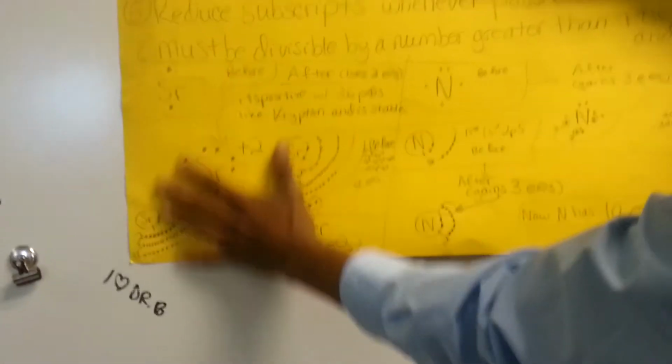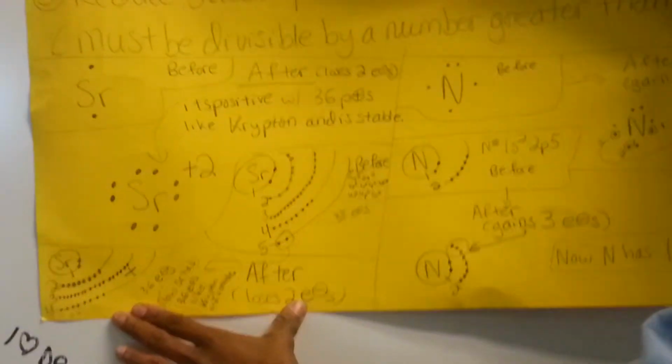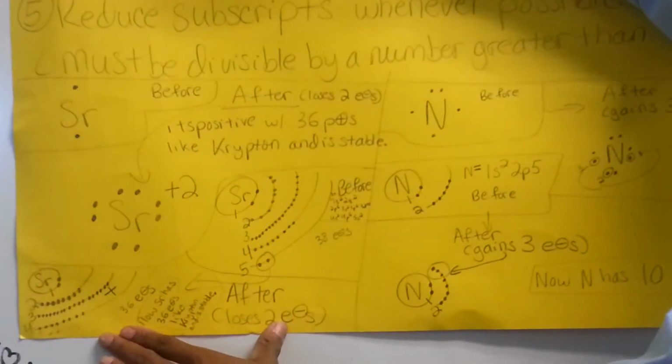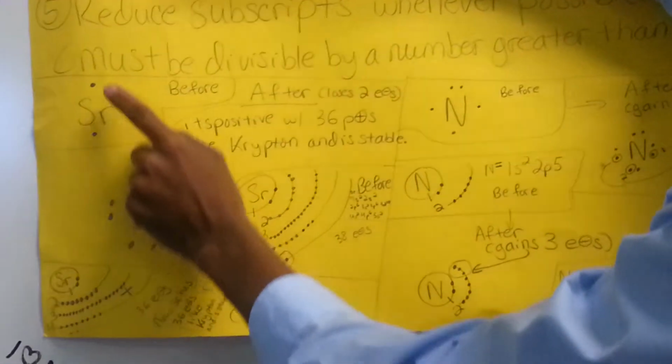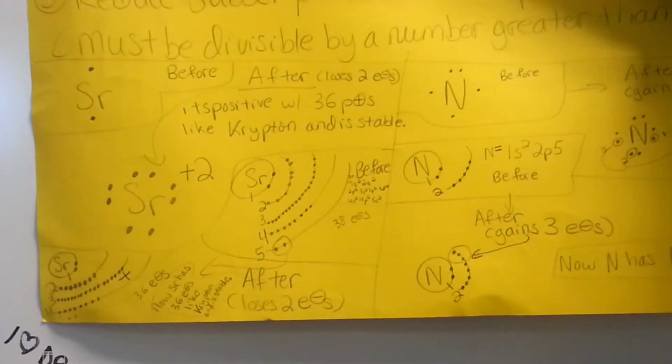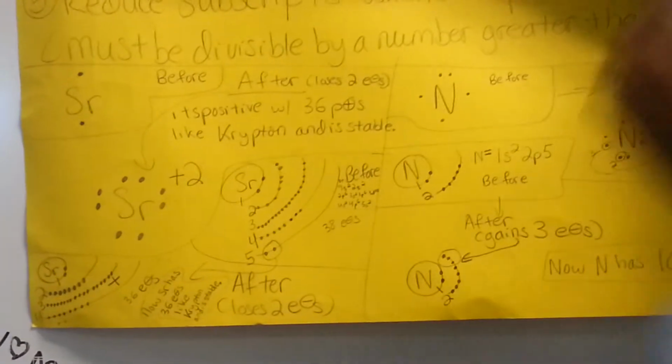Thank you so much. Strontium. Its Lewis structure before it loses the electrons is as follows: 2 dots for its 2 valence electrons. Strontium is in group 2A once again.